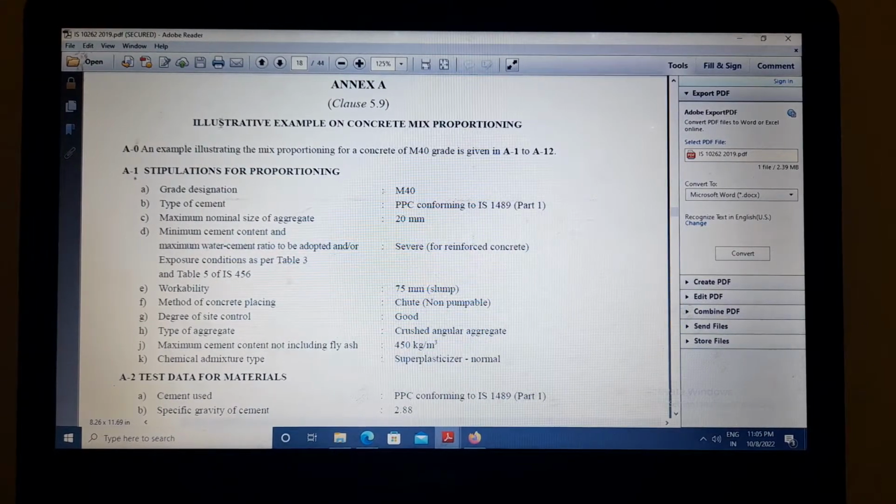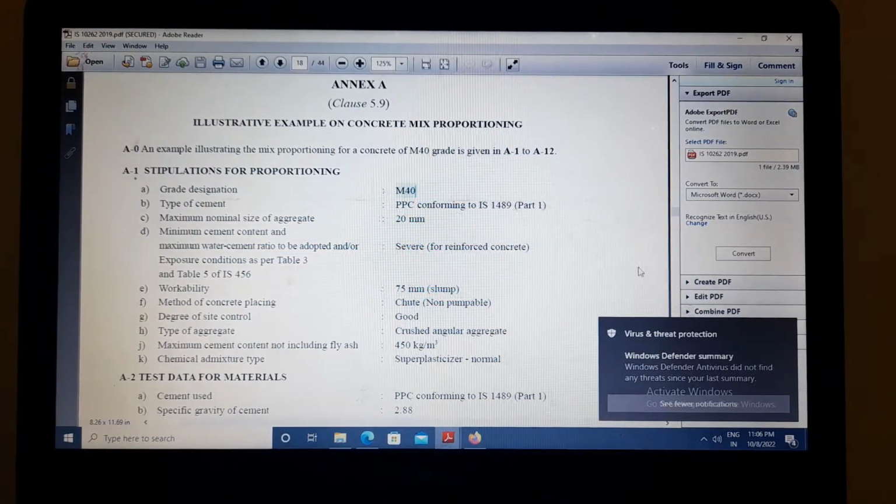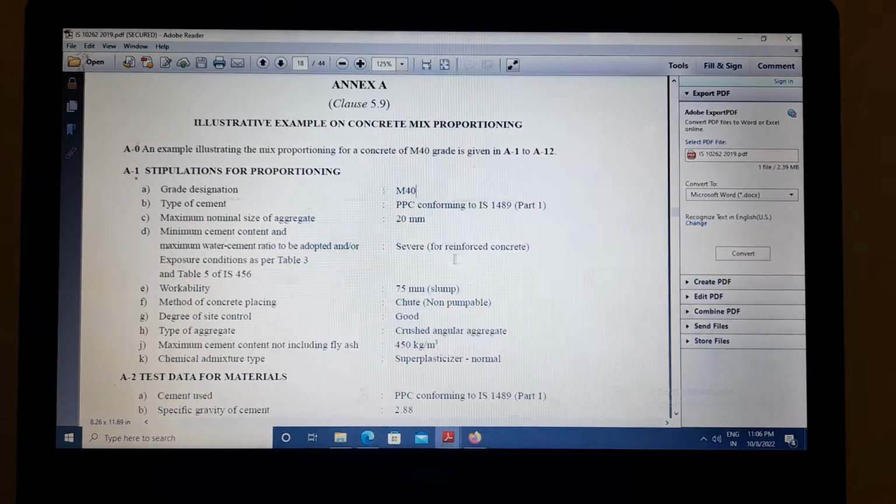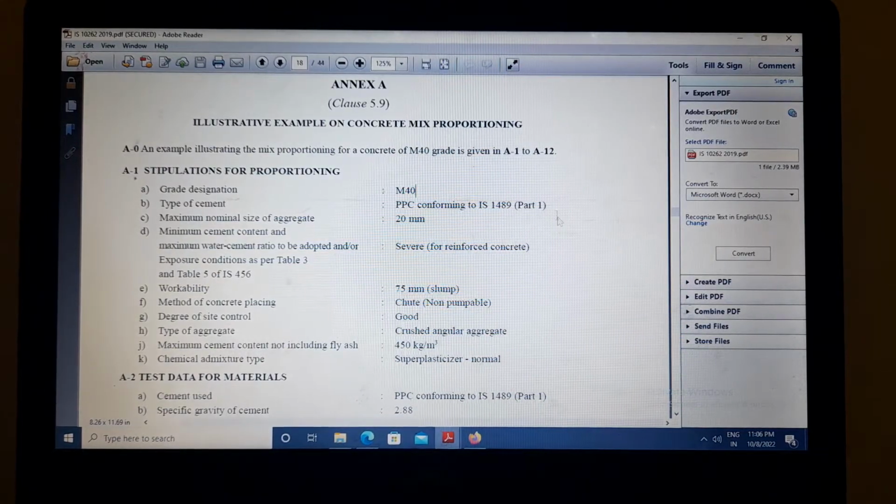Here you can see the illustrated example of concrete mix proportioning which is given in Annex A of IS 10262. To do any concrete proportioning, initially we need to get basic data regarding the requirements of concrete design. Here you can see A1 stipulation for proportioning, grade designation, that is the grade of the concrete. The grade requirement is M40 and the type of cement. Here we are using PPC cement conforming to IS 1489.